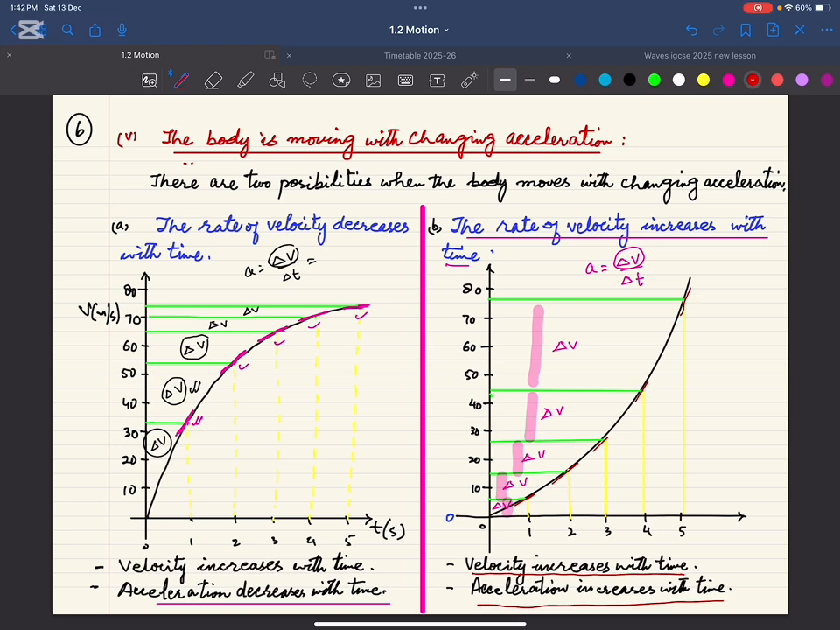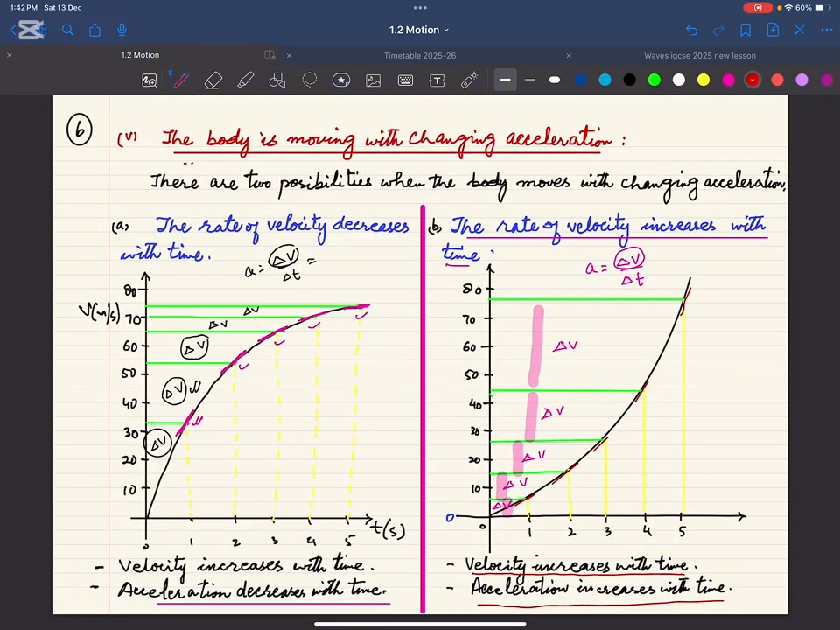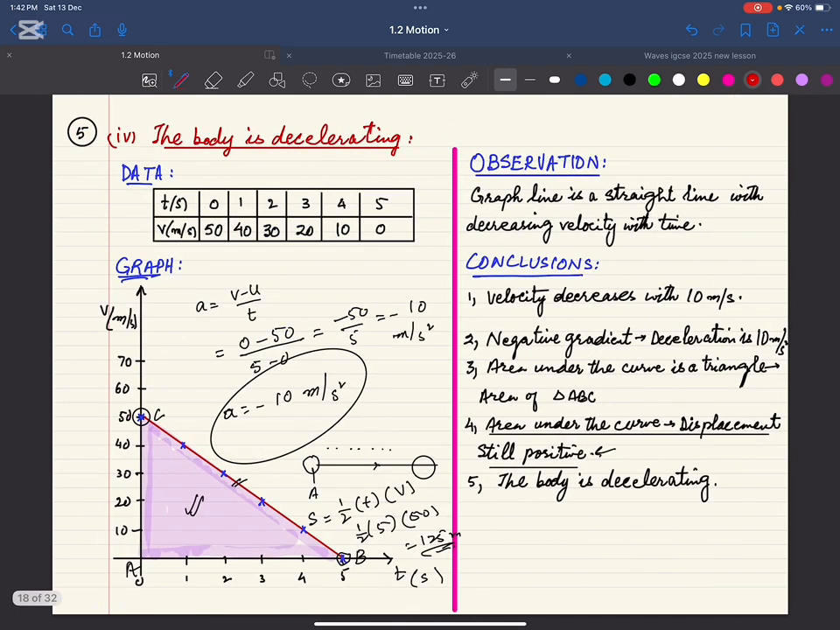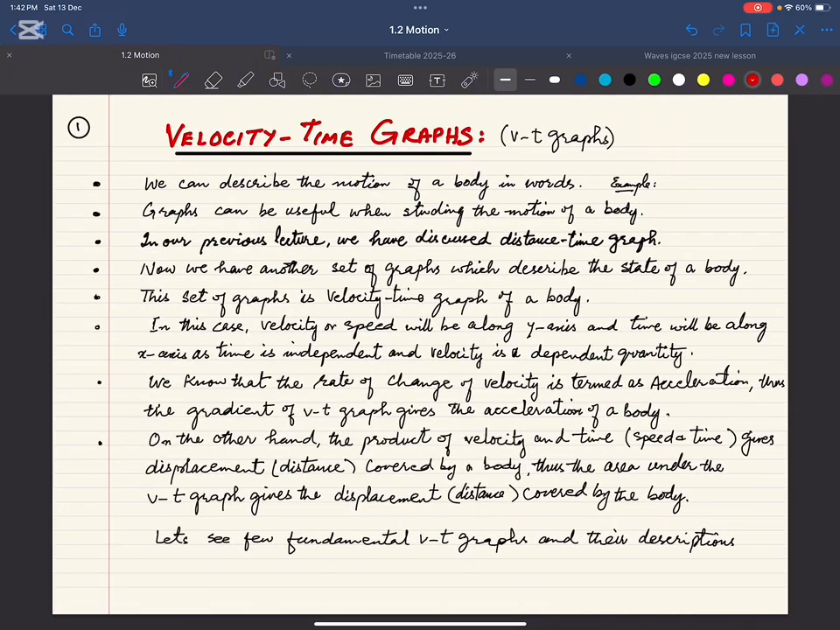So this is what we have as far as point 6 is concerned, and this is the ultimate situation. Obviously, in your past papers they will give you one or two or all of these graphs in one way or another. So it is very important to remember all these graphs with their conclusions. This will be a good preparation for the velocity time graph.